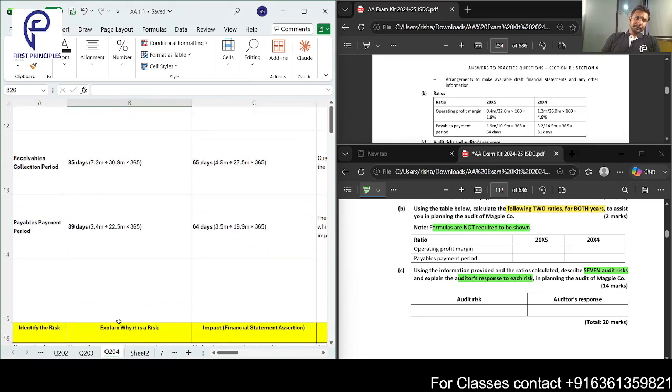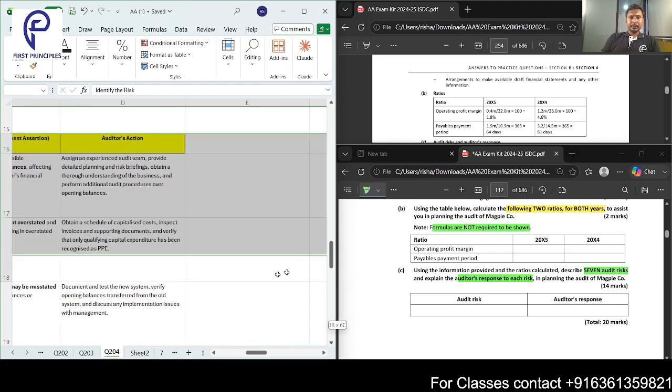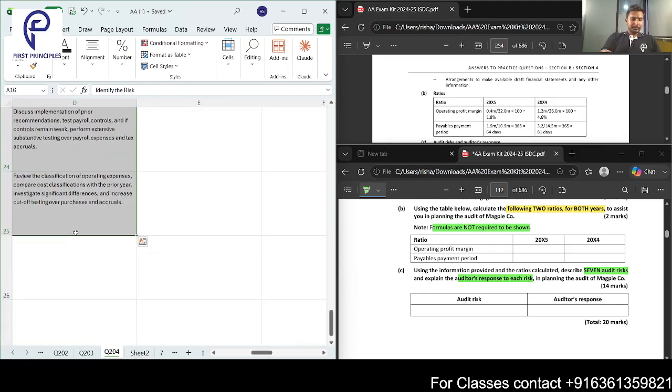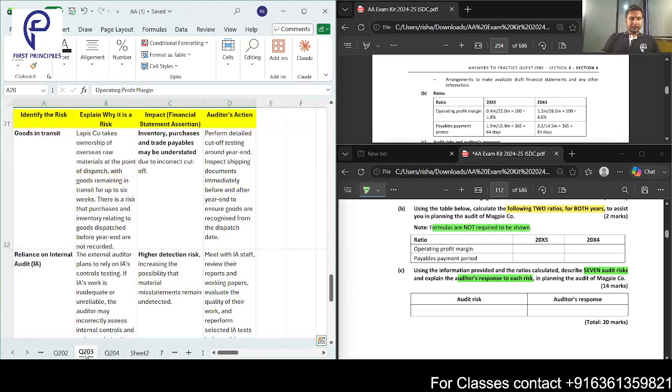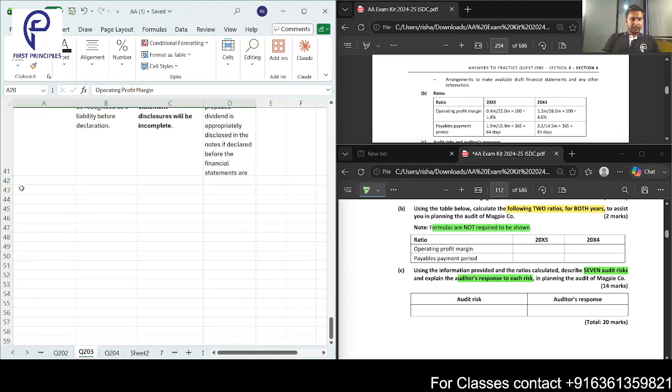Ready? I pasted it here, so I'll just copy it from here and put it there. And I will adjust the rest right after.